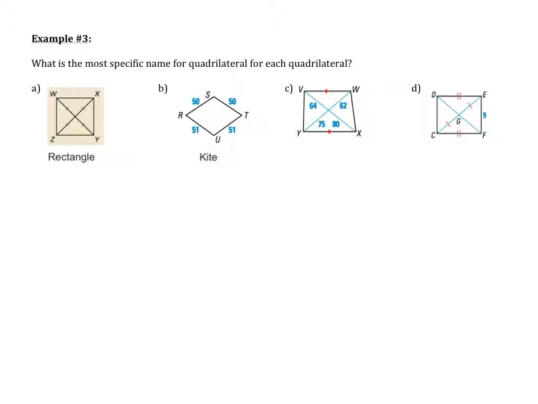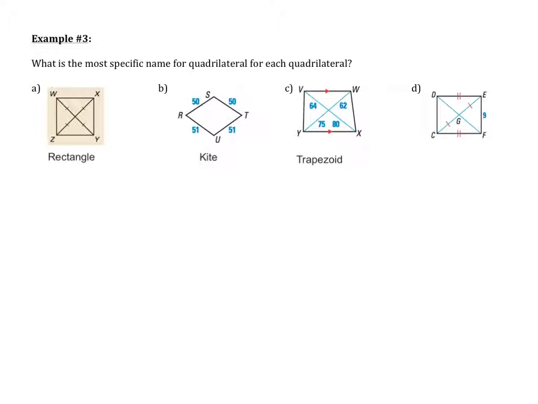Problem C. The first thing I notice is that I have one pair of parallel sides. So I know this is at least a trapezoid. My next thought is to decide whether or not this is an isosceles trapezoid. And in an isosceles trapezoid, the diagonals are congruent. But in this situation, we do not have diagonals that are congruent, so therefore our best way to describe this quadrilateral is as just a trapezoid.